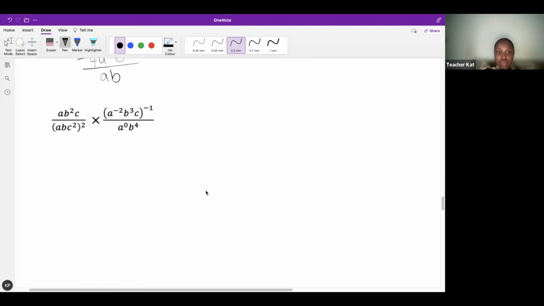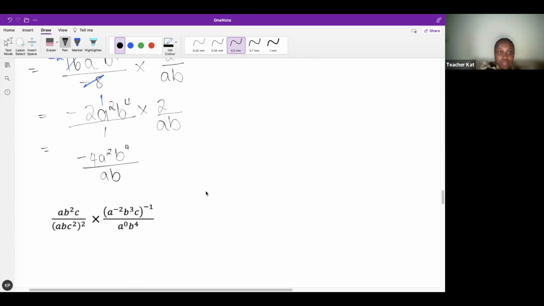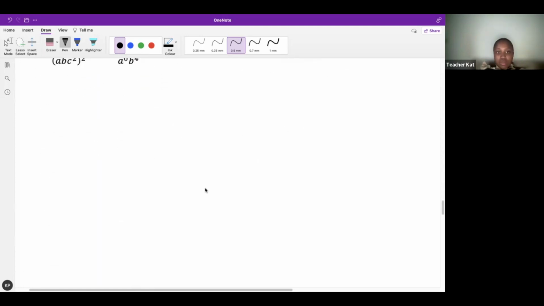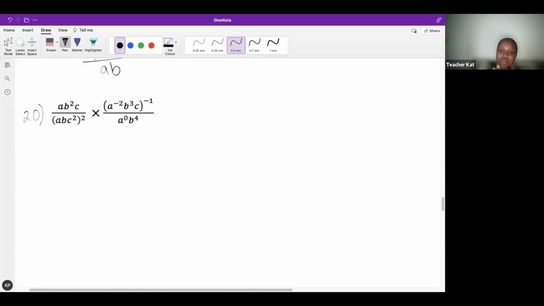Let's move on to this one over here. That was number 19. We are officially on number 20. This looks very familiar. No, we haven't done it. Okay. Inside the bracket, is there anything that I can do? No, there isn't. So let's distribute my exponents, okay?